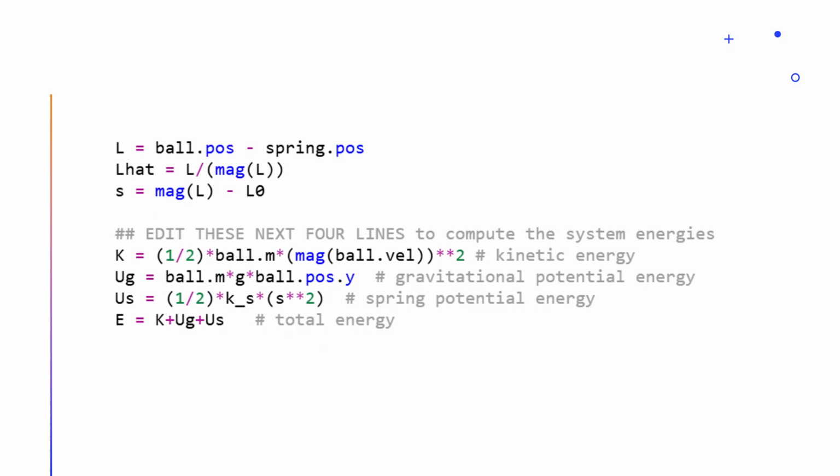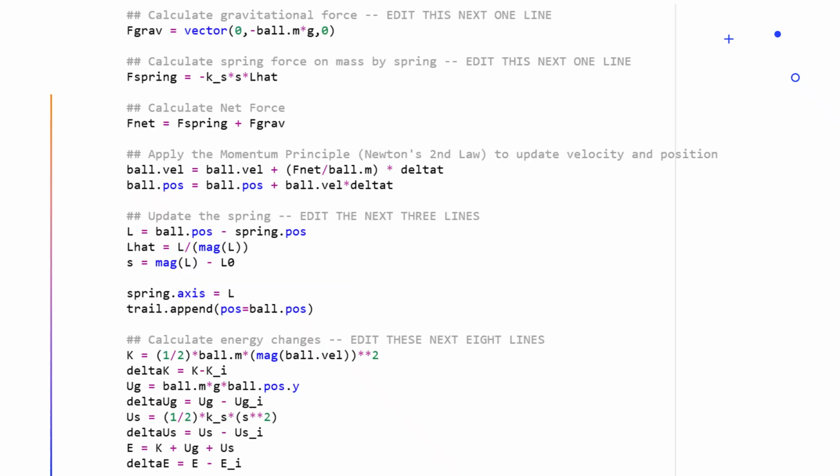This code calculates the ball's kinetic, gravitational, and spring potential energies, then sums them up to give the total mechanical energy of the system. This section updates the motion of the ball using Newton's second law. It calculates gravitational and spring forces, finds the net force, updates the ball's velocity and position, refreshes the spring shape, and then computes the changes in kinetic, gravitational, spring, and total energies at each time step.